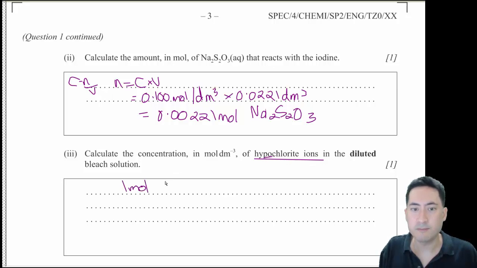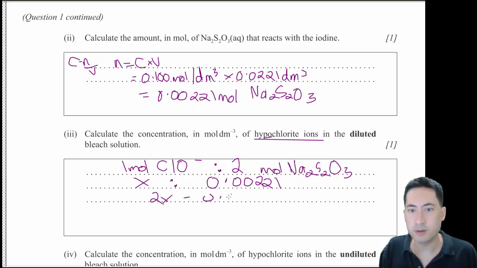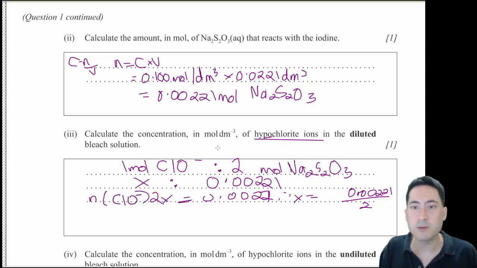So 1 mole of hypochlorite is 2 moles of Na2S2O3. So x is to 0.00221 moles. We cross multiply there, so 2x equals 0.00221 moles, and so therefore x equals 0.00221 on 2. So that's the number of moles of ClO minus. Now we want the concentration, so concentration equals number of moles over volume.